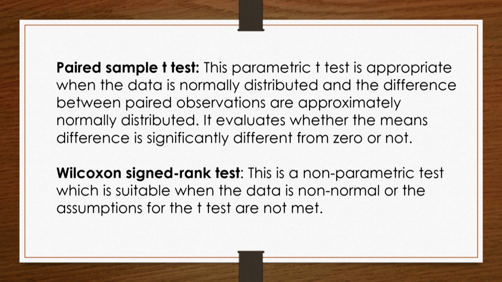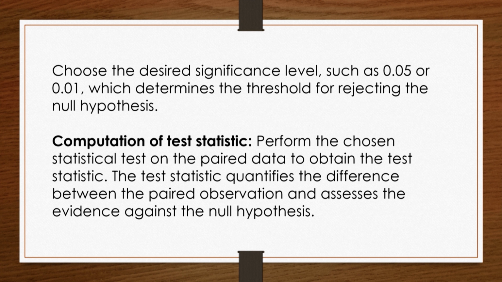Wilcoxon rank test. This is a non-parametric test which is suitable when the data is non-normal or the assumptions for the t-test are not met. Here one can choose the desired significance level such as 0.05 or 0.01, that is 5% or 1%, which determines the threshold for rejecting or accepting the null hypothesis.